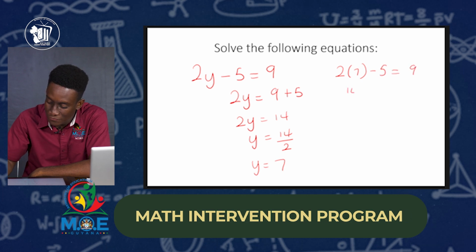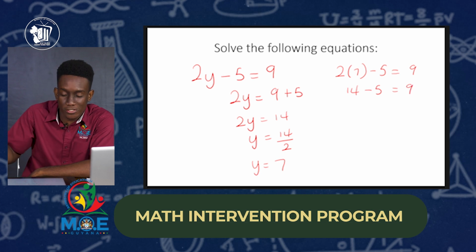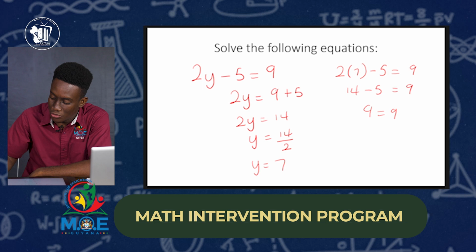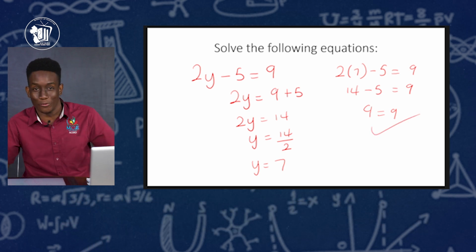So 2 7s, 14, subtract 5, that will give you 9. So 14 subtract 5 will of course give us 9. So 9 is equal to 9. So our equation is balanced and we know we got all of our marks. So let's take things up a bit now.